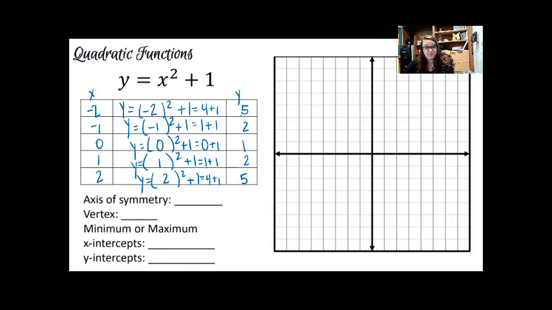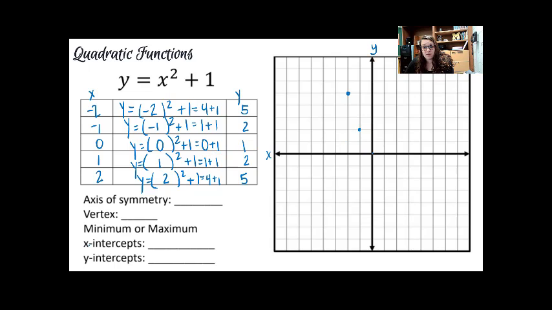We've got the point -2, 5. Let's plot that. -2, that's left 2 on the x-axis, and up 5 on the y-axis. So there's my first point, -2, 5. Next point, -1, 2. So left 1, up 2.